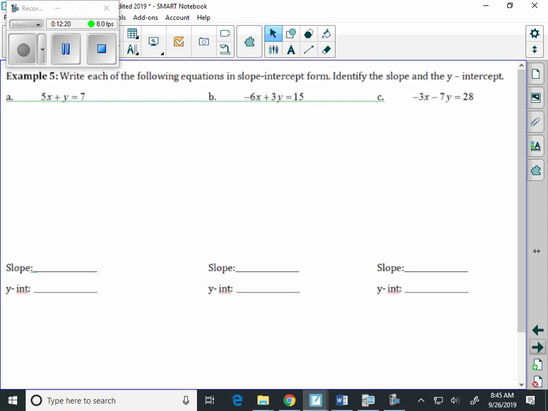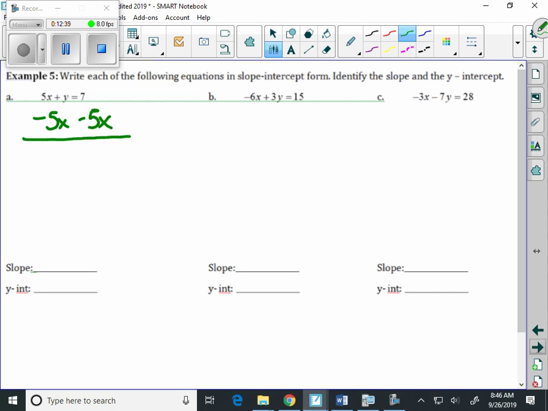But let's take a look at a couple of examples here. It's 5x plus y equals 7. We want to write each of the following in slope-intercept form. Again, my little note of solve for y I hope helps. Because if we solve for y here, we're going to subtract 5x on both sides. And we end up with y equals negative 5x plus 7.